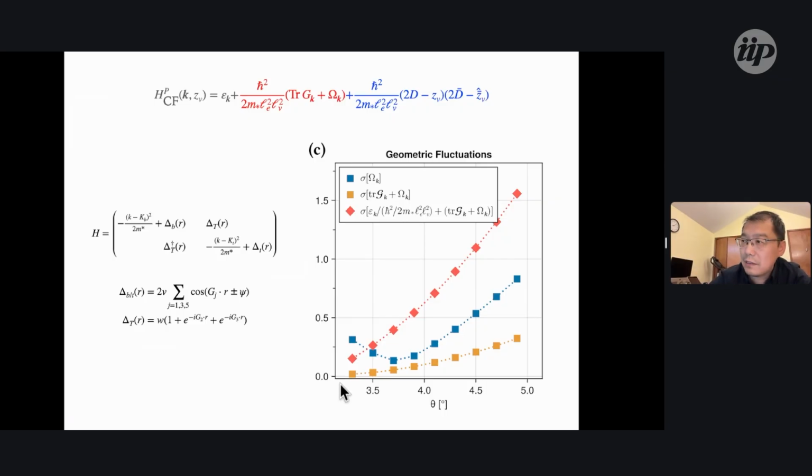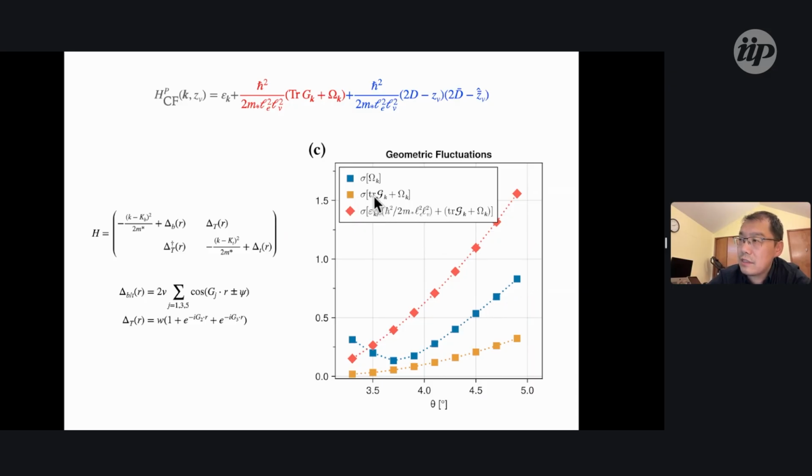What this shows is that the x-axis is the twisting angle. So theta goes from 3 to 5-ish. And then those curves tell you the different terms in the Hamiltonian. Now you can see this blue curve is the fluctuation of the Berry curvature. So around 3.5, the fluctuation of Berry curvature is lowest. If you increase the twist angle, the fluctuation becomes big.